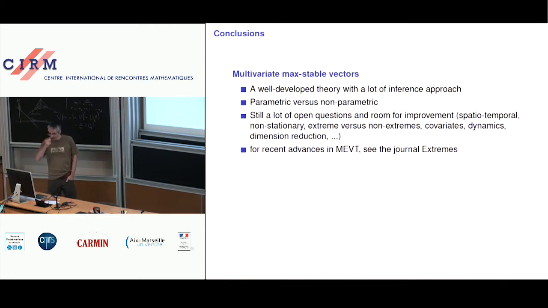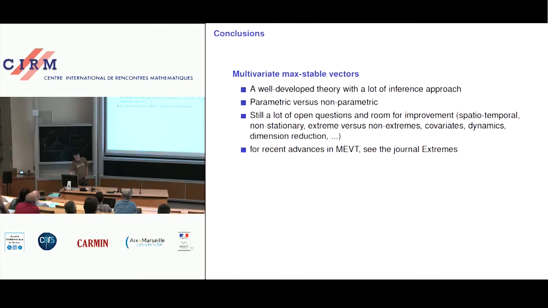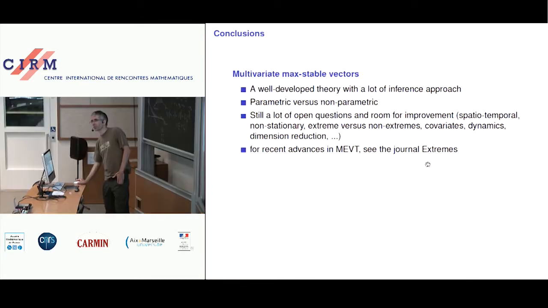So my conclusions are about the multivariate max-stable vector. I mean, here just a very, very small glimpse. There are a lot of people who have worked on that. There are a lot of open questions. I think to me the question about parametric versus non-parametric is always an interesting one. Of course, there are a lot of questions about dimension reduction, spatial temporal, non-stationarity, and so on. If you want to know more about extreme value theory, you can look at the journal Extremes. We have the editor here and the future editor here, and the former editor here.